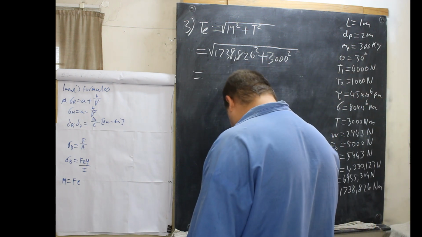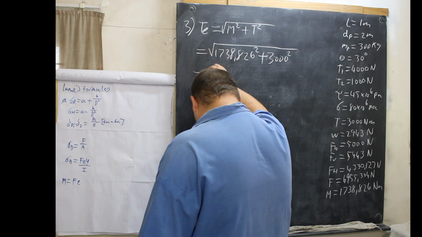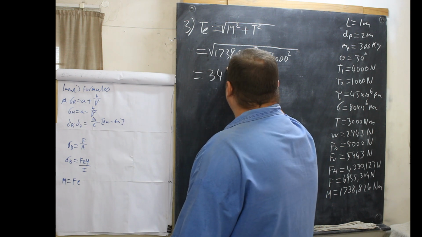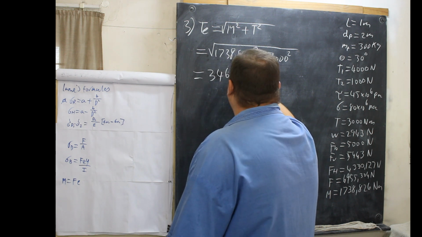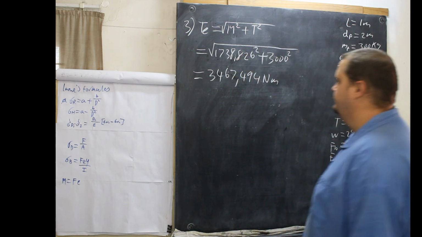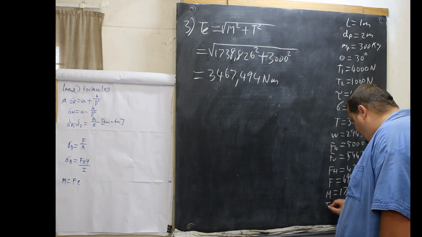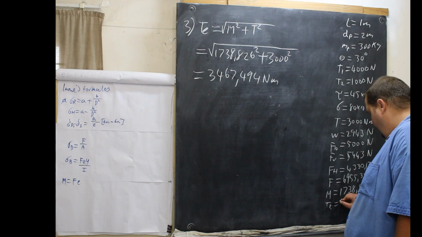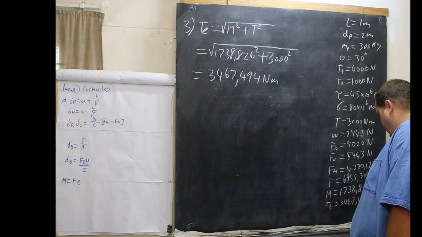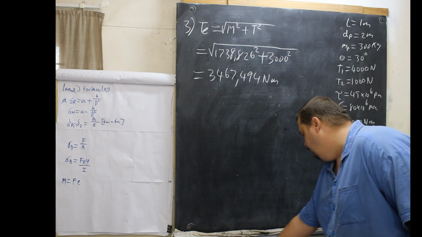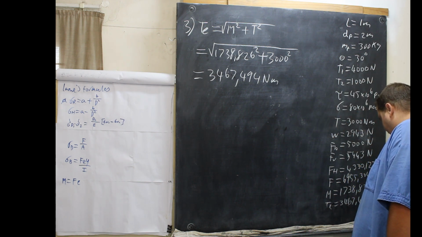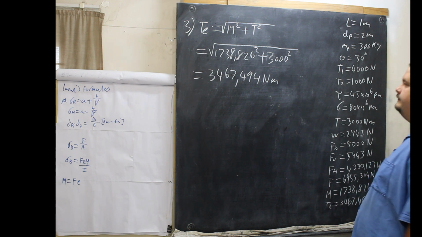Now what we're going to do is write our answer. Put that in your calculator and write your answer. TE equals 3,467,494 Newton meters.